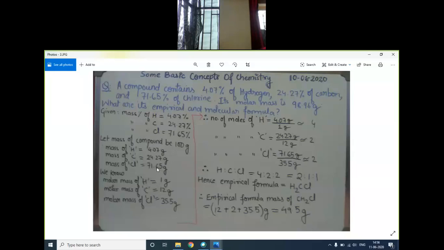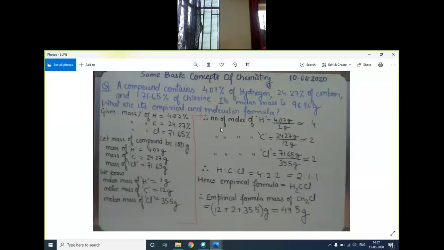As we have to calculate the number of moles, we should know the formula. It is given mass by molar mass. So let us write the molar mass of the same elements, hydrogen, carbon and chlorine. Molar mass of hydrogen we know is 1 gram, molar mass of carbon is 12 gram, molar mass of chlorine is 35.5 gram. So given mass is there, molar mass is there, we can easily calculate the number of moles.